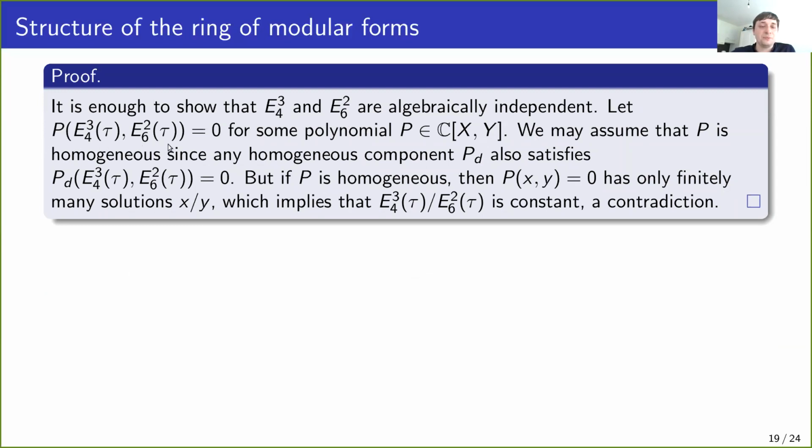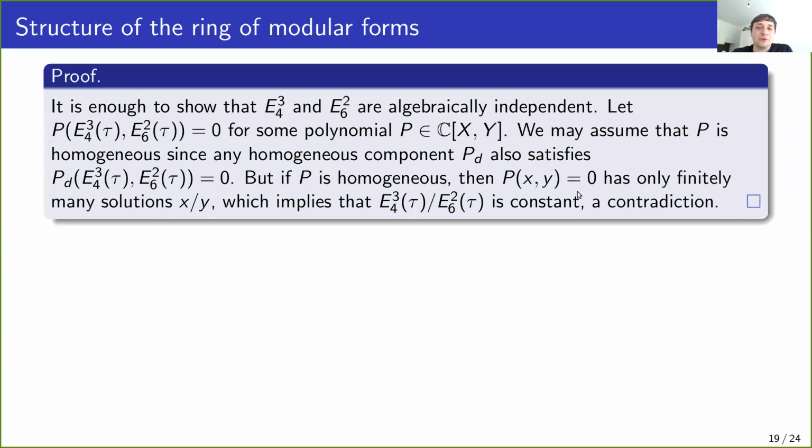Next, if you have some polynomial in two variables which vanishes on E4 cubed of tau and E6 squared of tau, then we may assume, if you look at the transformation of the left-hand side when you plug gamma tau instead of tau, you see that different homogeneous components of this expression produce different factors. So if you look at each individual homogeneous component and you apply sufficiently many gammas, you actually obtain that all of them should vanish individually. So then it means that if there is such a polynomial, we may assume it to be homogeneous.